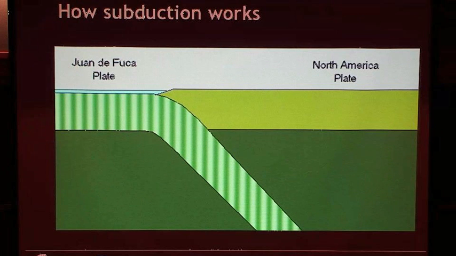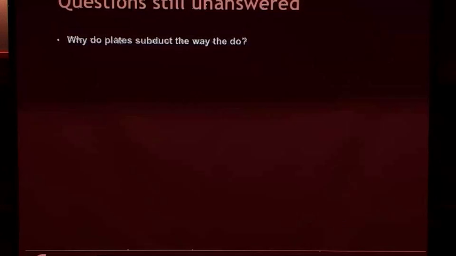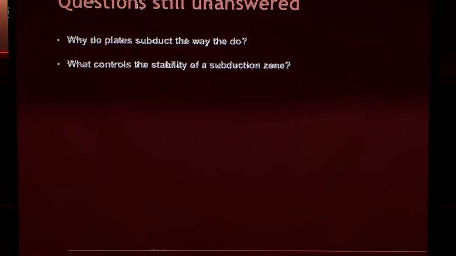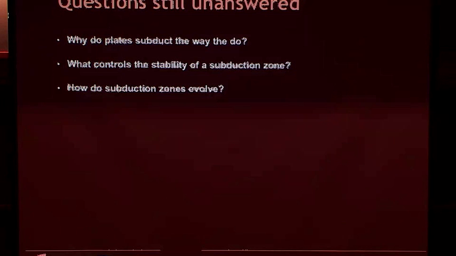We did have a few other questions when we started. I had this list of questions when I started to think about subduction. Some of the things that we were wondering: why do plates subduct the way they do? What controls the stability of the subduction zones? They're actually dynamic features that migrate and move around and create tectonics. How do subduction zones evolve? How do they interact with the overriding plate? How is the system coupled together?